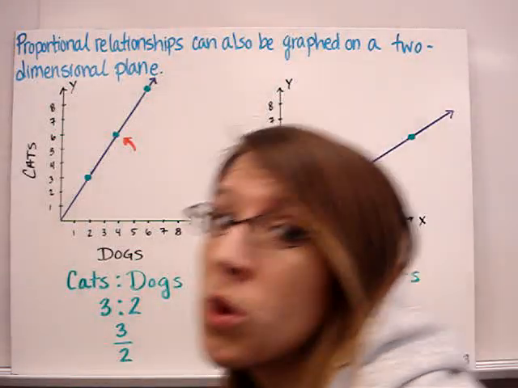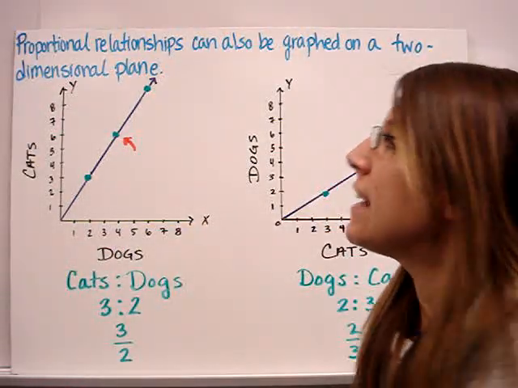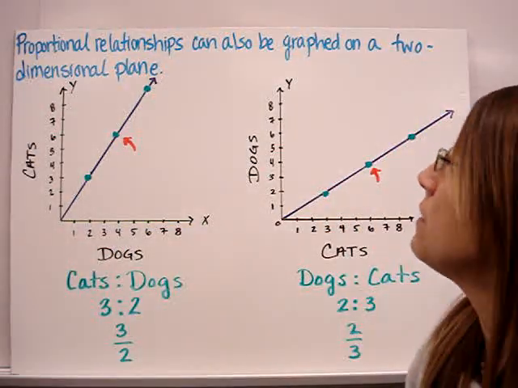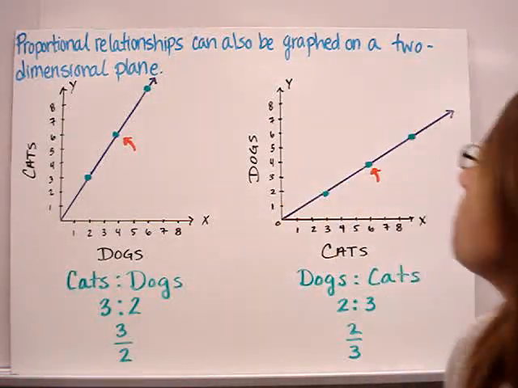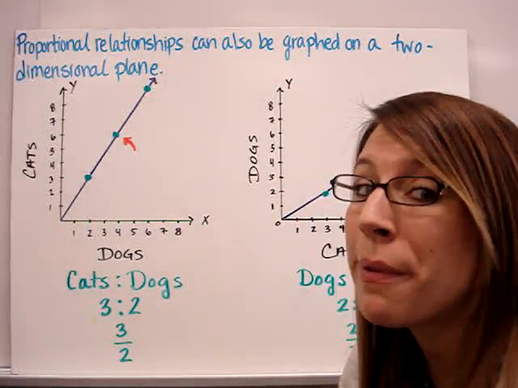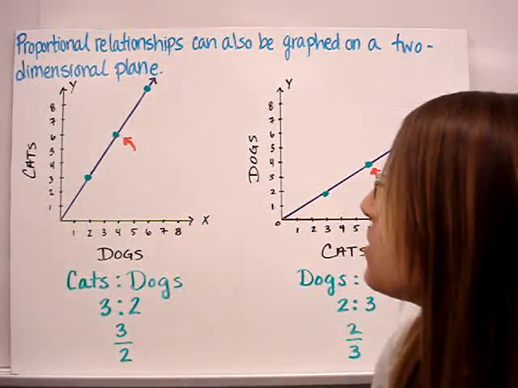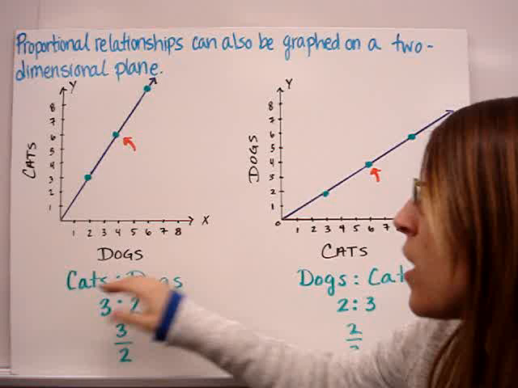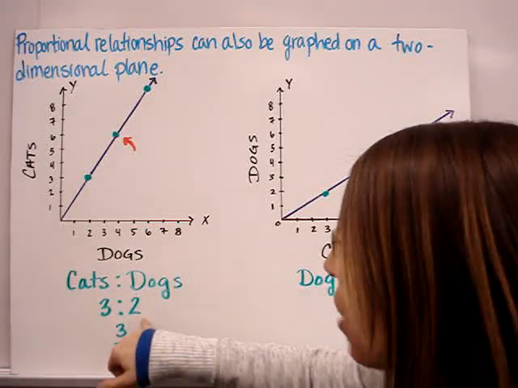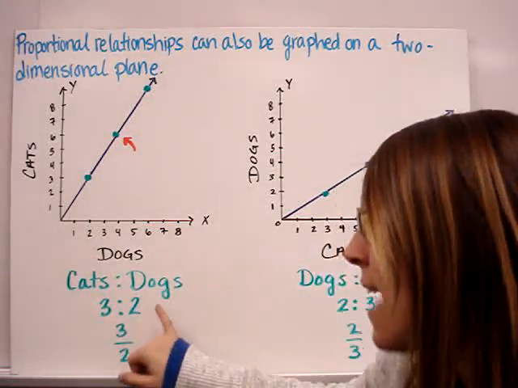This gets really cool because proportional relationships can also be graphed on a two-dimensional plane. So we also call this the coordinate plane, right? So again, we have cats to dogs. For every 2 dogs, there are 3 cats. For every 3 cats, there are 2 dogs.